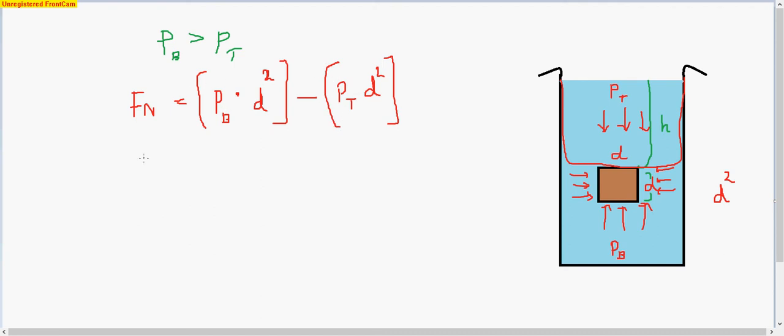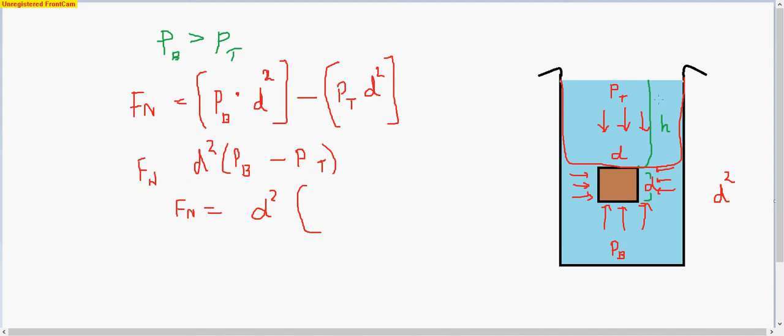Okay, now I'm gonna make a change in the equation. So first of all, I'll bring out d square. D square into PB minus PT, right? Minus PT. Okay. Now, what is PB? What is PB in terms of the H rho G equation?